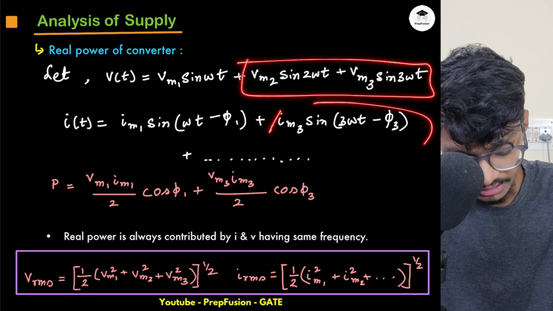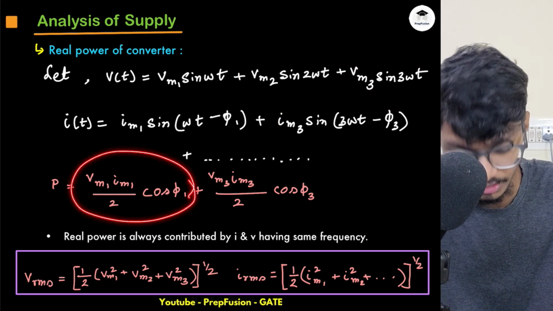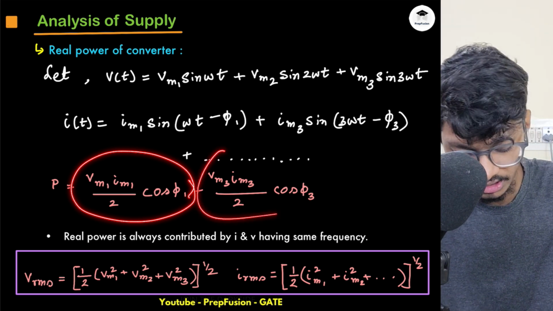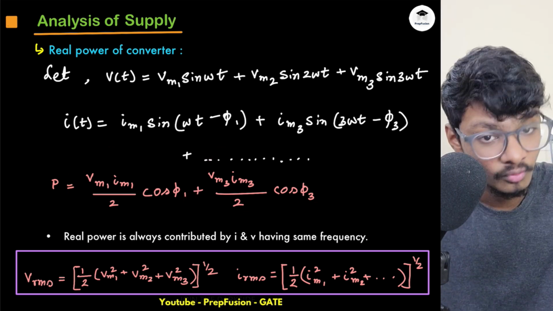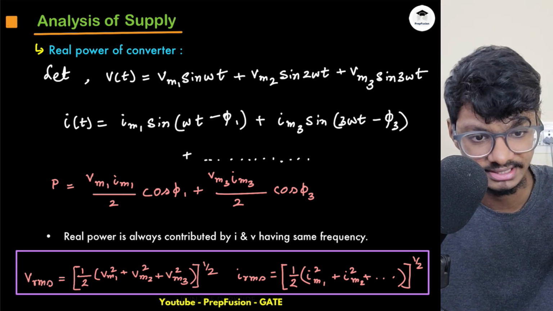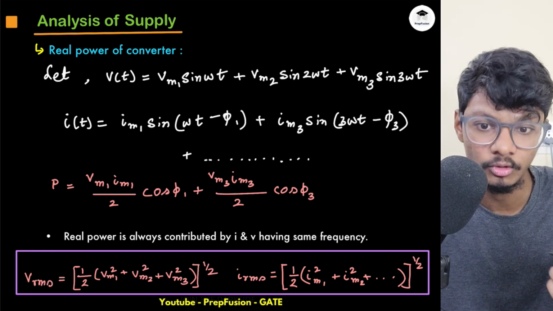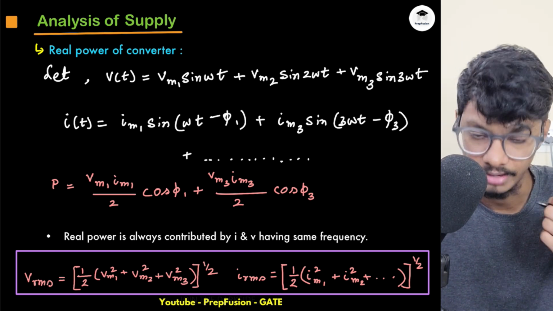Then whatever components are present in the current will be a waste, because I will only get this component of power. All the other power I won't get. So that is just a waste. What is that? That is the reactive power. Okay, not reactive power, that is the apparent power that is getting wasted. I am not able to utilize it completely.